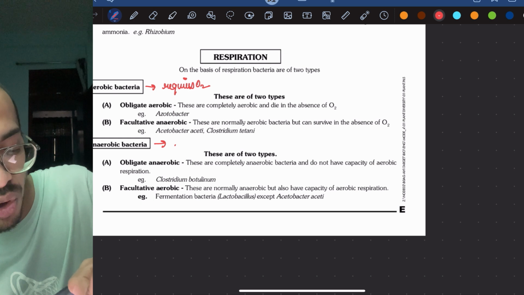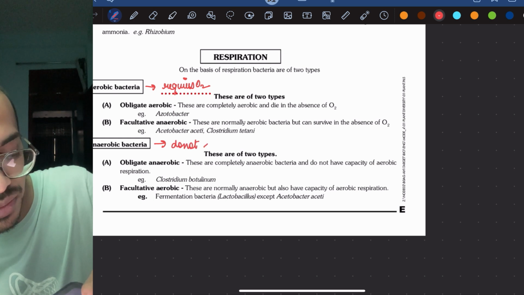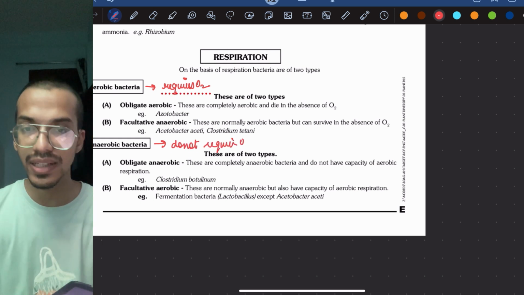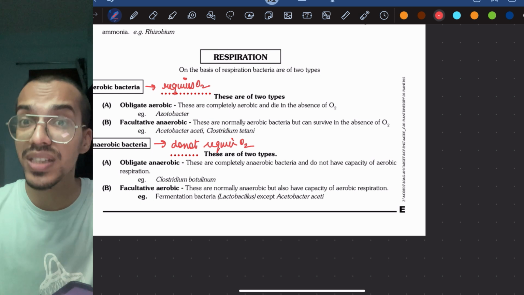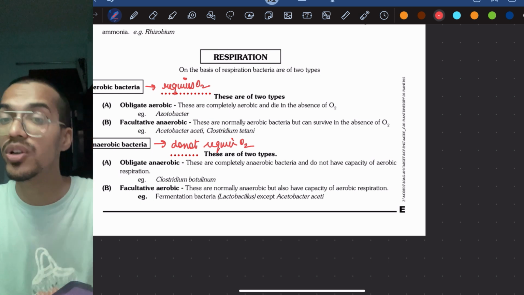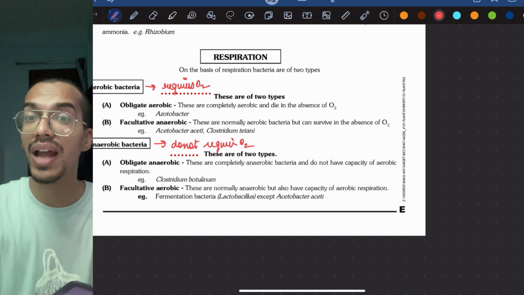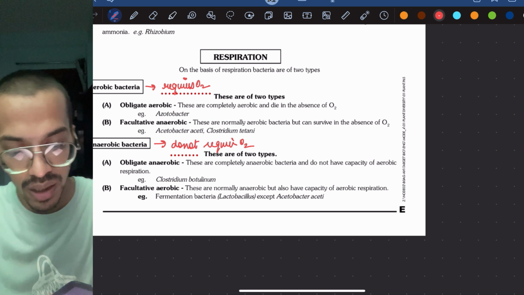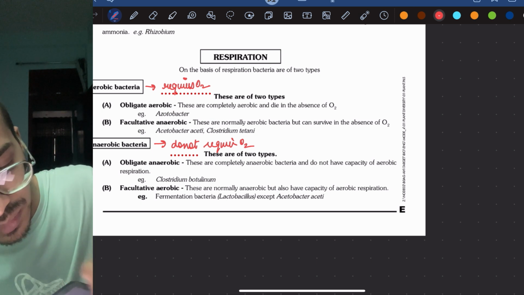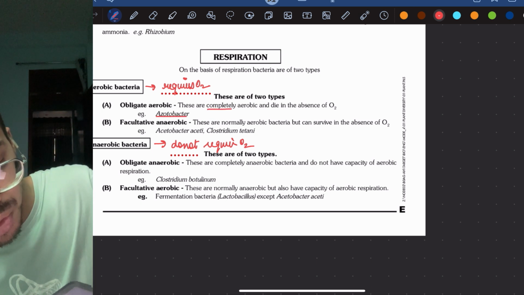Anaerobic means they do not require oxygen. Now, obligate aerobes. Obligate means strictly aerobic, meaning they require oxygen for their survival. If I remove the oxygen or add anything else, they will die. Okay, so what are they? Azotobacter: completely aerobic, and they die in the absence of oxygen.